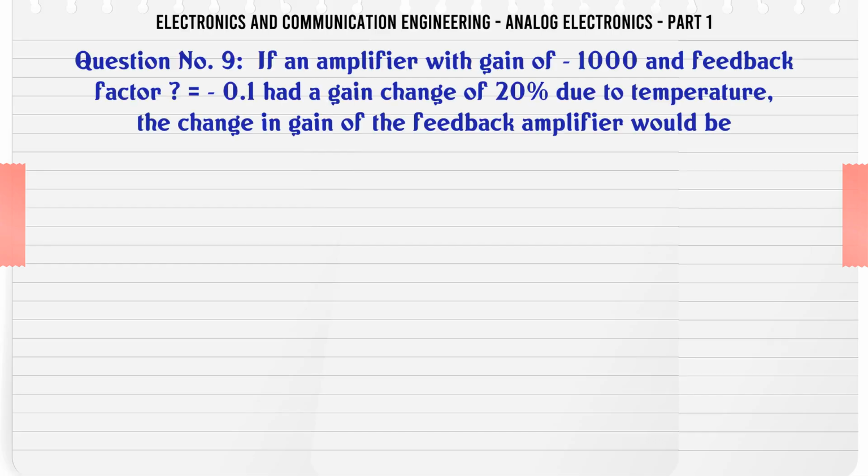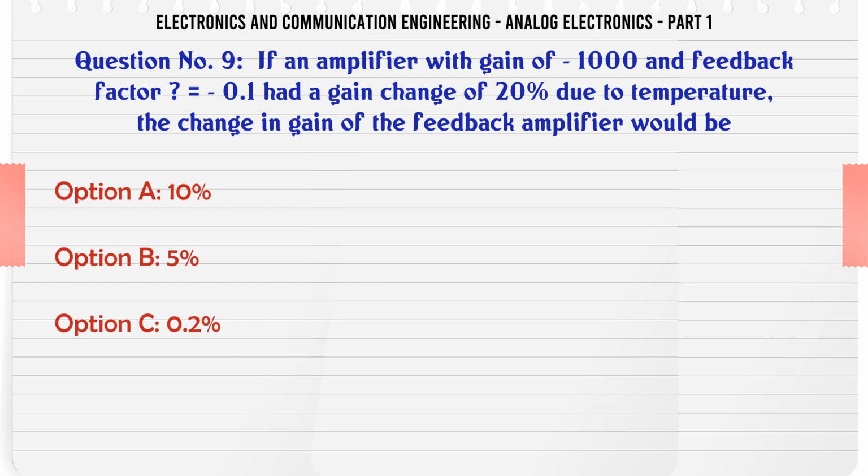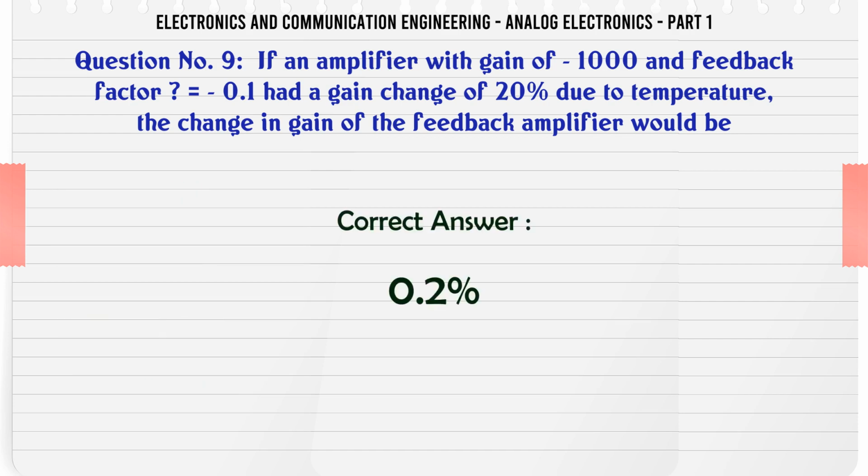If an amplifier with gain of 1000 and feedback factor 0.1 had a gain change of 20% due to temperature, the change in gain of the feedback amplifier would be A. 10, B. 5, C. 0.2, D. 0.01. The correct answer is 0.2.